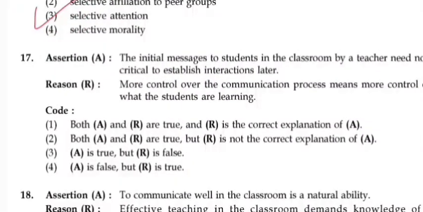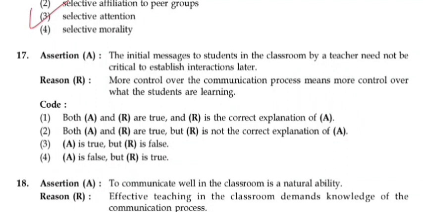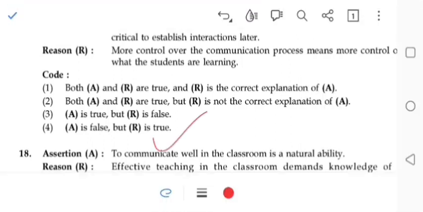Number 17, assertion A, reason R. A is saying the initial messages to students in the classroom by a teacher need not be critical to establish interactions later. Reason R is saying more control over the communication process means more control over what the students are learning. Code: both A and R are true and R is the correct explanation of A. Both A and R are true but R is not the correct explanation of A. A is true but R is false. A is false but R is true. 17, it will be number 4. That means assertion is false, but reason is correct. Number 4.